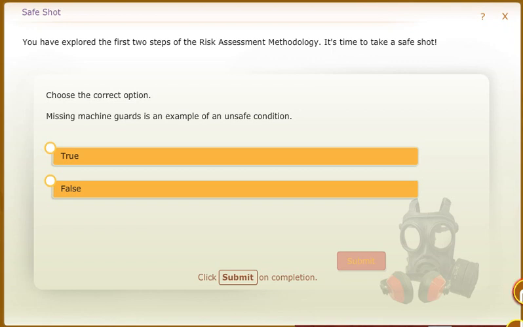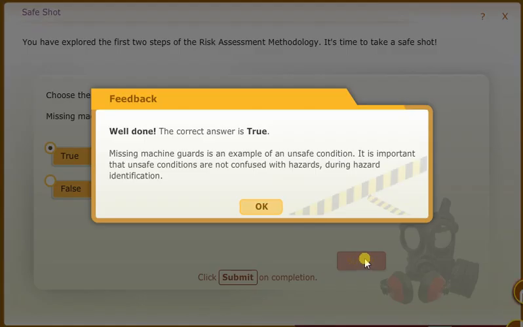You have explored the first two steps of the risk assessment methodology. It's time to take a safe shot. Choose the correct option. Missing machine guards is an example of an unsafe condition. Well done.